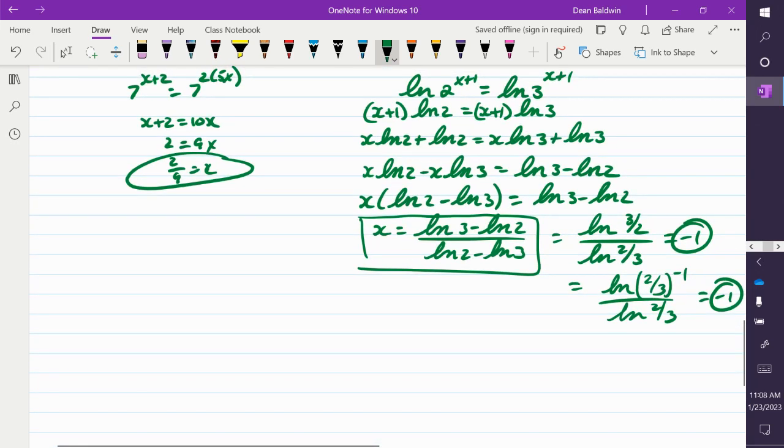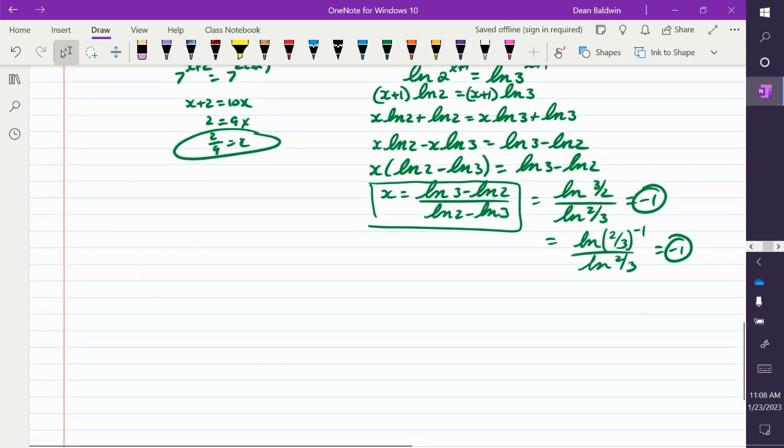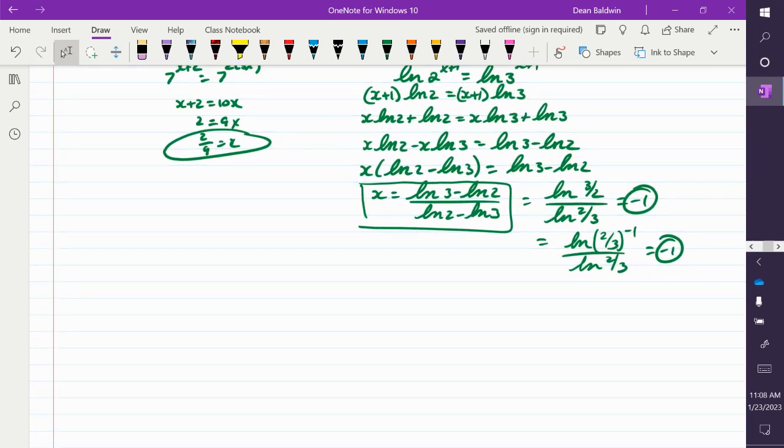Okay. The important part is this. Understand how to do this. Okay. Then there are two other types of log questions you need to be aware of. So there are these kinds, minus, so something like that. What do we do here?